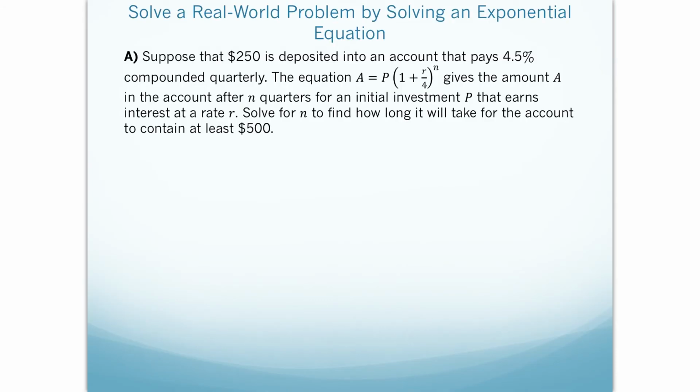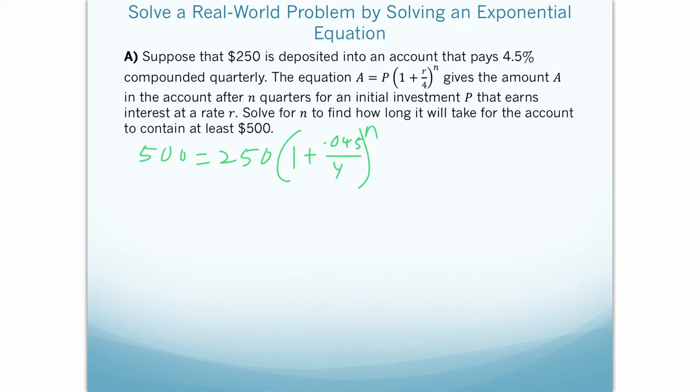So this problem is going to use similar properties to solve. We're going to have to solve for the exponent, so we're going to have to do inverses, logarithms on each side, or the natural log on each side to solve for that variable. So we want to know how long it will take $250 to increase to $500. So the amount we want it to be is $500. The initial amount was $250, and then the equation was 1 plus the rate, which is 0.045 divided by 4, and then we're going to solve for n.